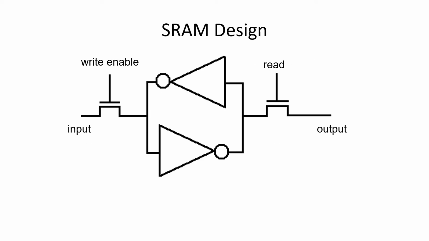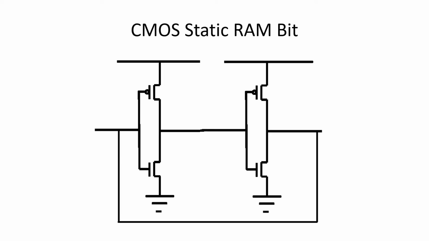It takes 4 to 6 transistors to implement static RAM. It's basically 2 NOT gates feeding back into each other. You can look at it from the transistor level and see that each NOT gate is made out of an NPN transistor and a PNP transistor for a total of 4, and then there are 2 other transistors for input and output.